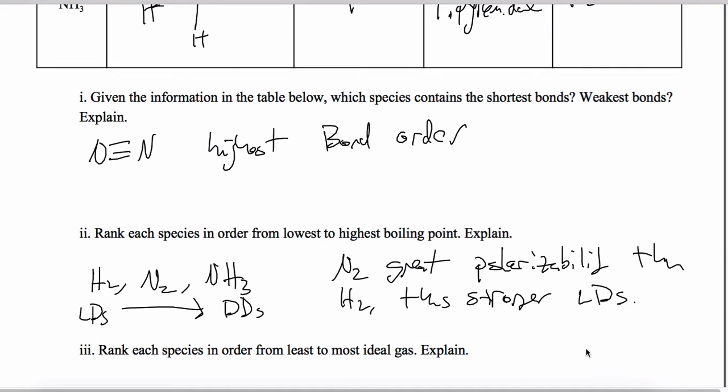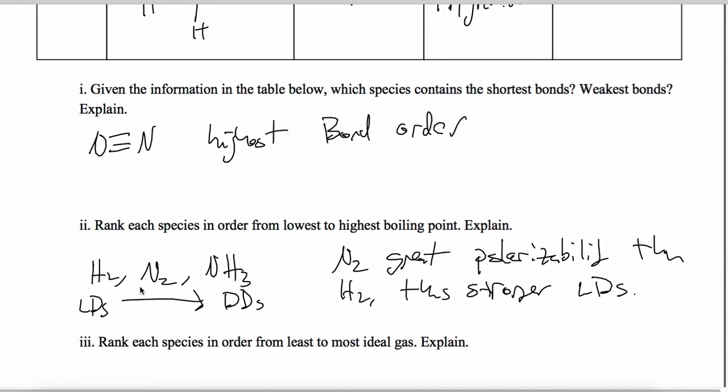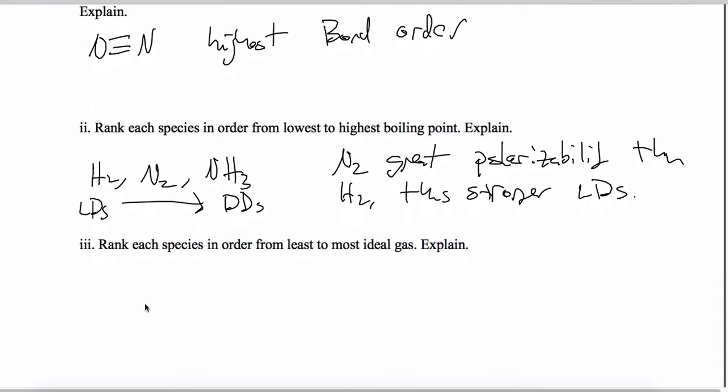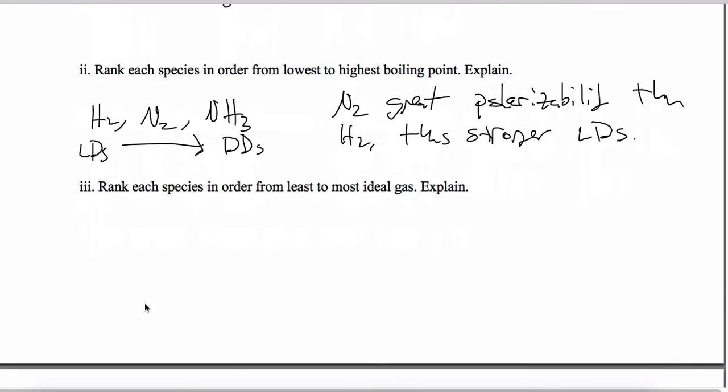Okay, so given the fact that the London forces are weaker than ammonia's, we get hydrogen and nitrogen having a lower boiling point than ammonia. And then given that nitrogen has a higher polarizability than hydrogen, its London forces are stronger. Okay, and then rank the species in order from least to most ideal. So this is going to be the reverse. That's the least ideal, and that's the most ideal.